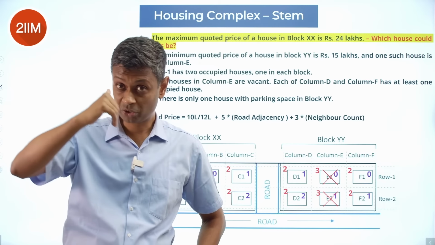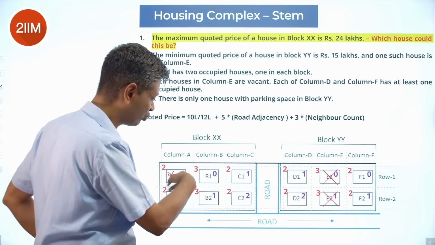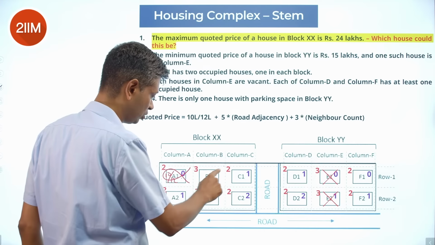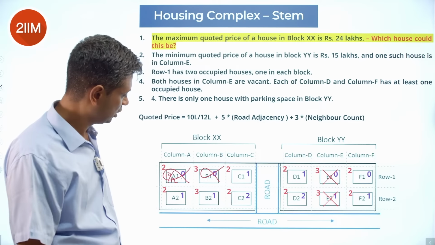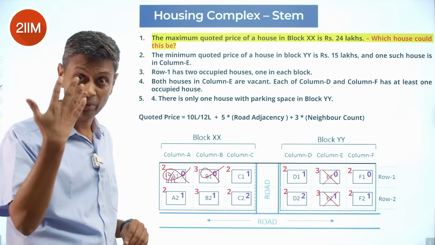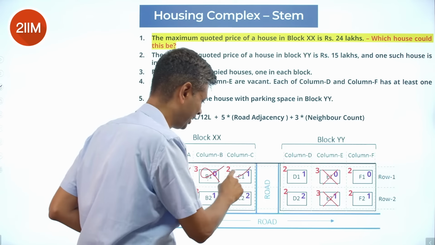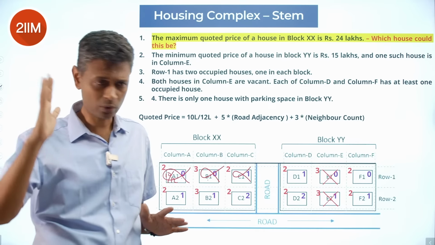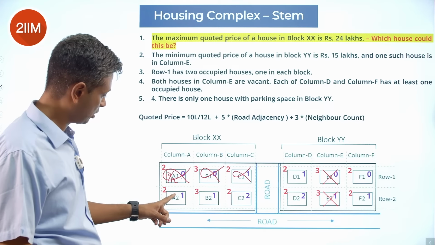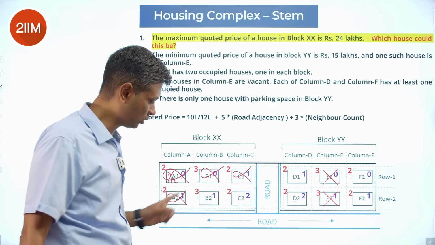10 or 12 plus 5 into road adjacency plus 3 into neighbor count, this should be the price. If road adjacency is 0, then 10 plus 12 plus even 9 cannot take us. This is not it for maximum. Road adjacency is 1, 10 plus 5 could be 15, 12 plus 5 could be 17, potentially 2 neighbors, 17 plus 6, 23, maximum is 23, not possible, our highest is 24. Here again, I think this should also be not possible. 10 or 12 plus 5, 12 or 17 plus 6, 23, not possible, one of these two.